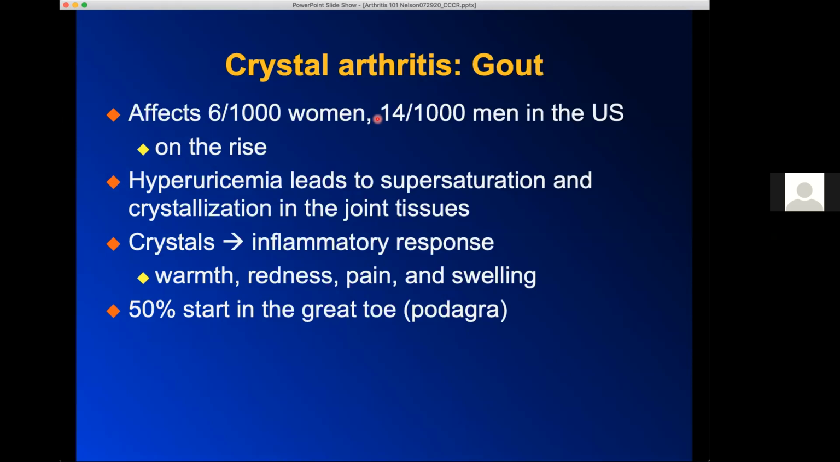And a lot of times, in textbooks, we'll describe this as the worst arthritis because it's just so incredibly inflamed and hot and red and swollen, and you can barely touch it. People don't want to have their bed sheets on their toe. It's often in the great toe. So incredibly painful, very inflammatory process.